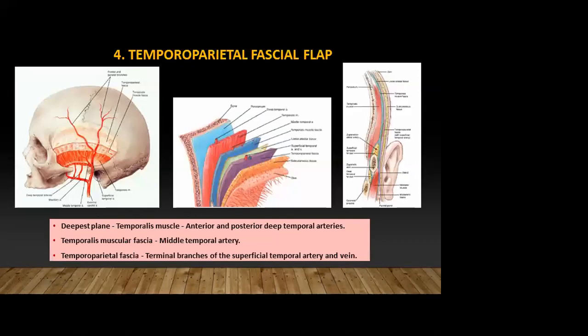The last fasciocutaneous flap is the temporoparietal fascial flap. When we look into the temporoparietal fascial flap, we have to look into three things. That is the deepest plane. The deepest plane is the temporalis muscle. This is supplied by the anterior and the posterior deep temporal arteries. The temporalis muscular fascia is supplied by the middle temporal artery, and the temporoparietal fascia is mainly supplied by the superficial temporal artery and vein. The temporoparietal fascia is actually a continuation of this muscle, and it is continuous with the galea aponeurotica.